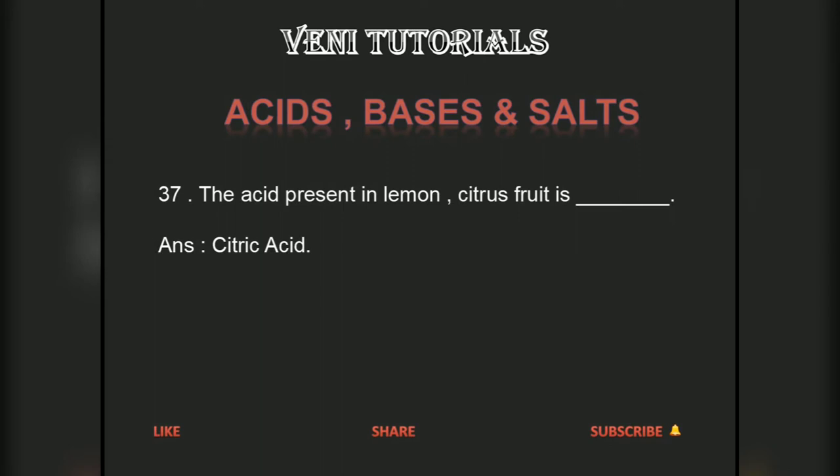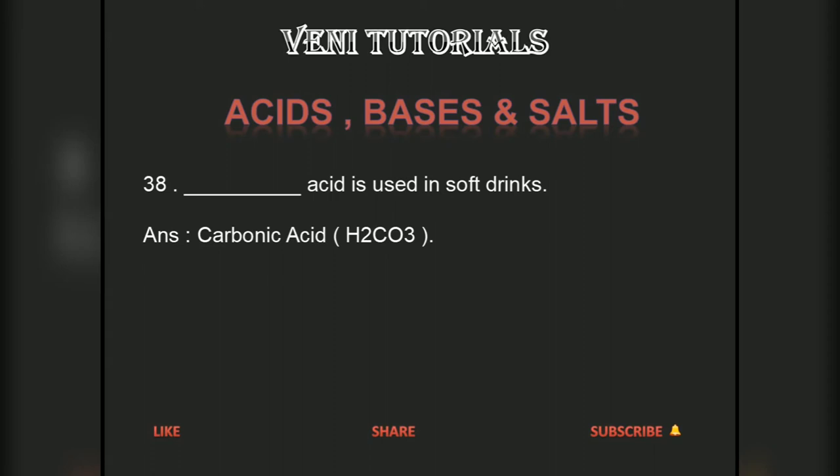The acid present in lemon, citrus fruit is dash. Answer, citric acid. Dash acid is used in soft drinks. Answer, carbonic acid. Chemical formula H2CO3.